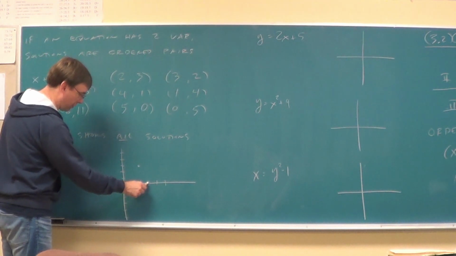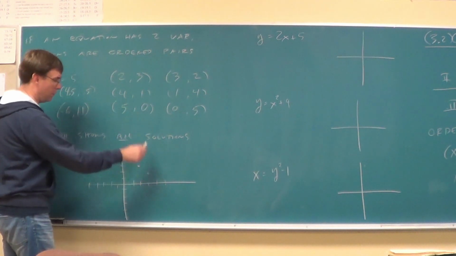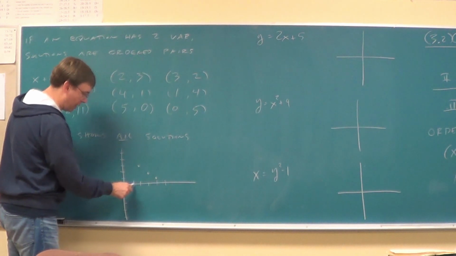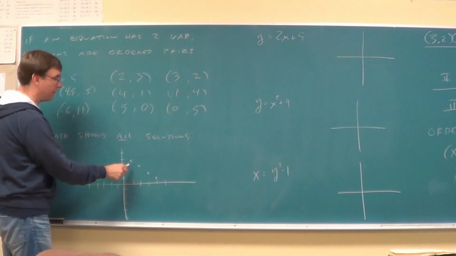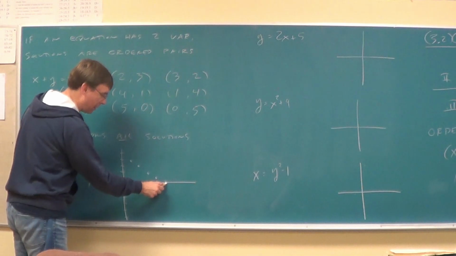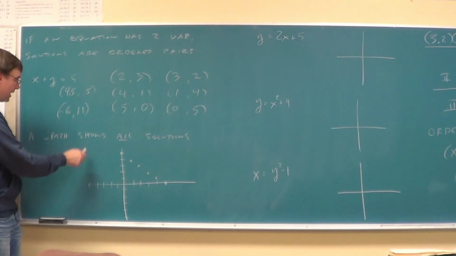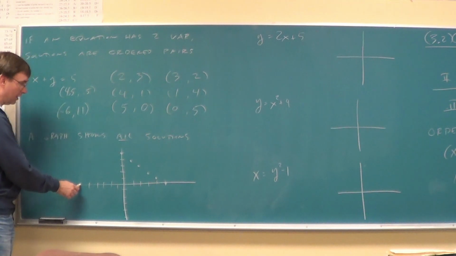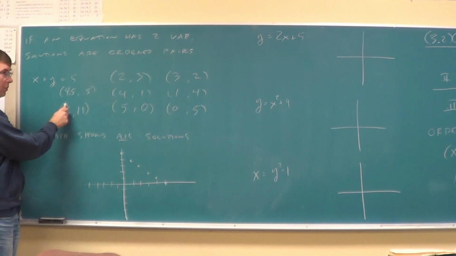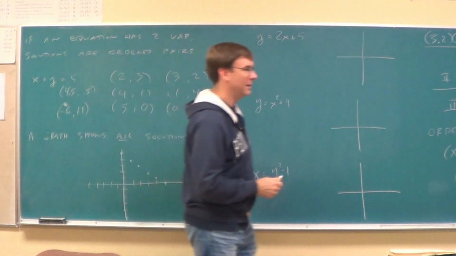3, 2 over 3 up 2. 4, 1 would be roughly there. 1, 4 is roughly there. 5, 0 is here. 0, 5 is there. Negative 6, 11 would be probably up there somewhere.